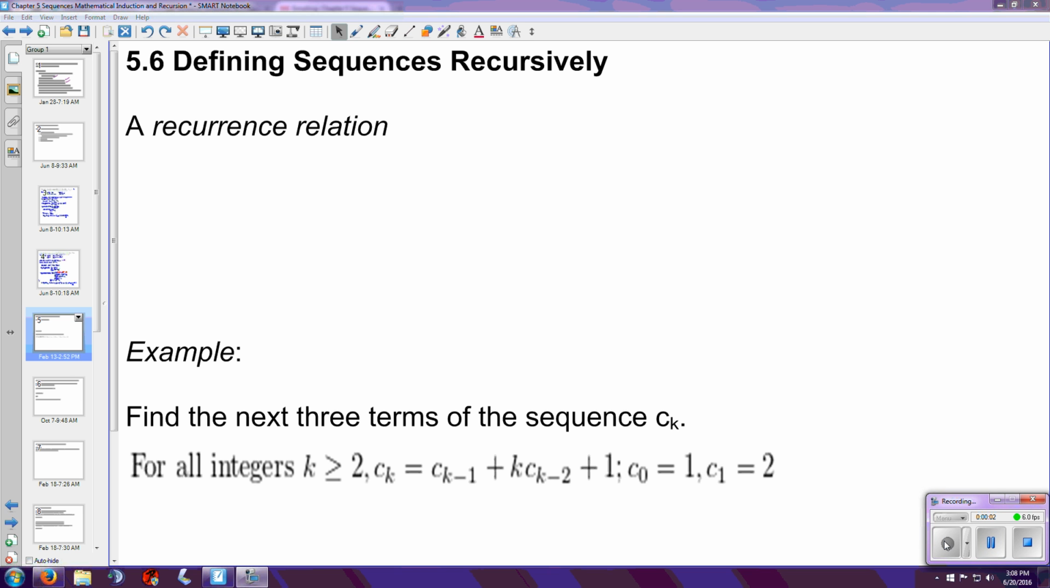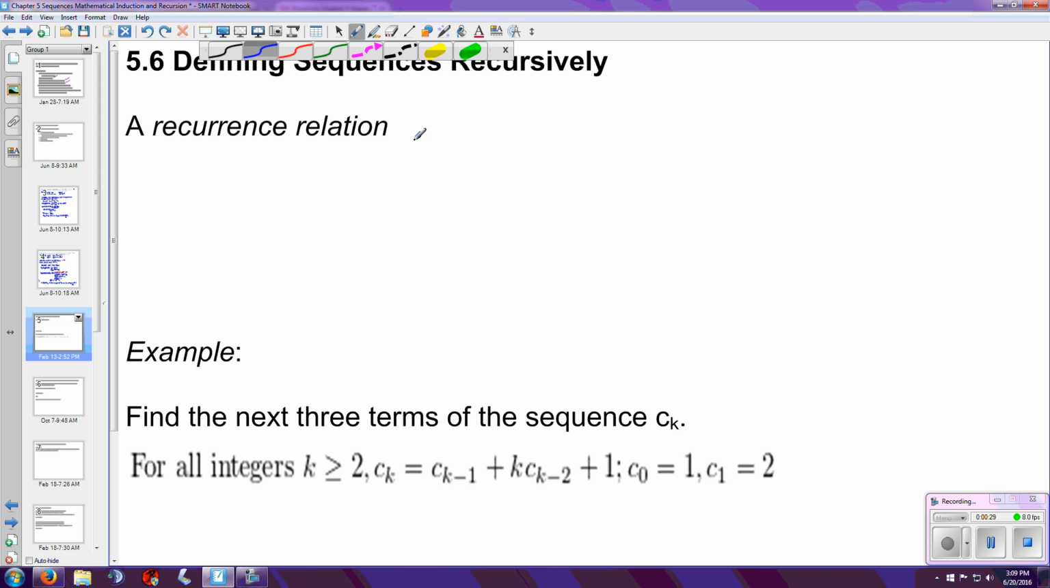Welcome to the next part of our lecture on Chapter 5. We're now going to look at Section 5.6, which is defining sequences recursively. A recurrence relation is actually something we've already gotten a sneak peek at with some of our induction proofs. Now, a recurrence relation is any sequence which can be defined by the previous terms. So you are relying on the next term being defined by what happens before it.